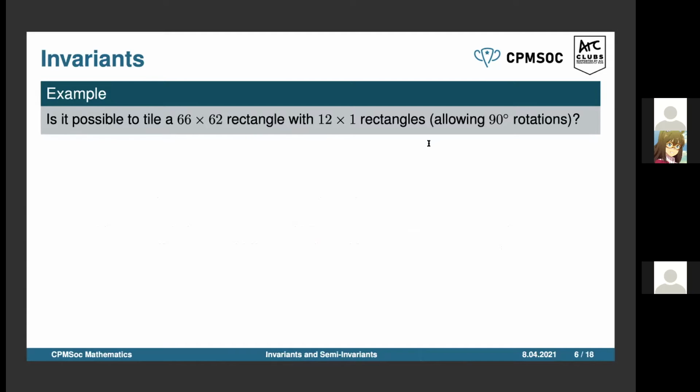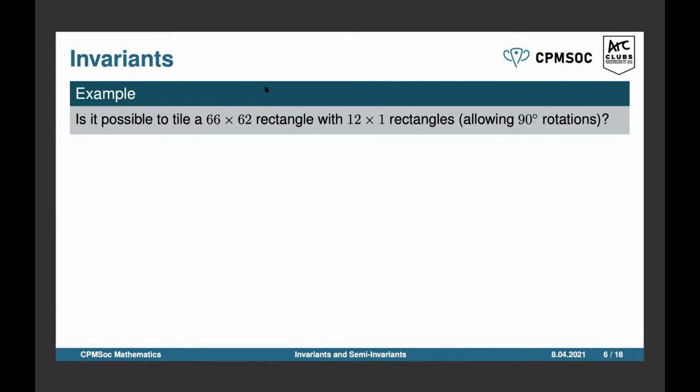All right, so yeah, I'm doing this question. Okay, so this question is a tiling question. So we've got a 66 by 62 rectangle, and the question is, can we tile it with 12 times 1 rectangles? And so you can make the tiles vertical or horizontal. And yeah, the question is whether you can tile it with 12 times 1 rectangles.